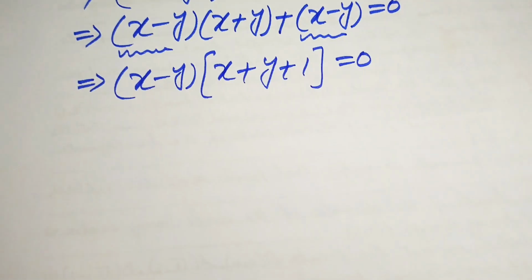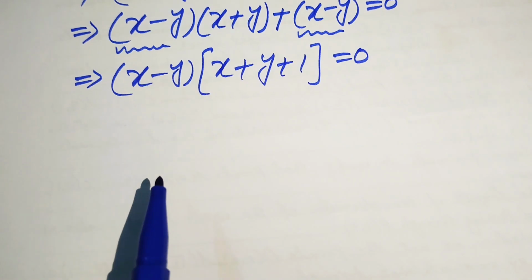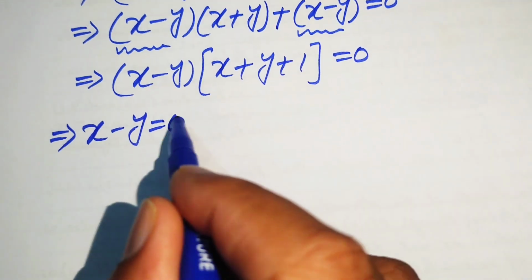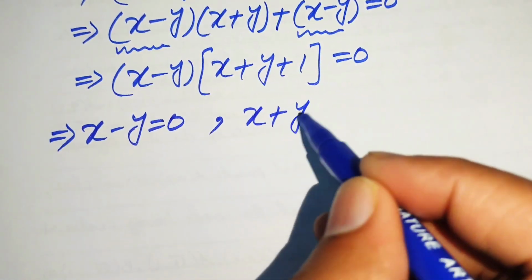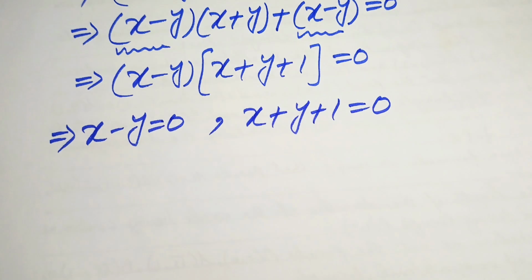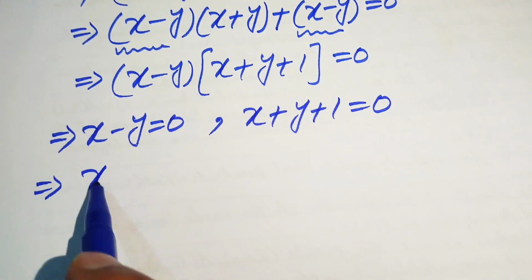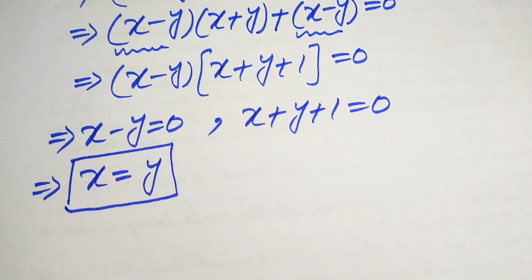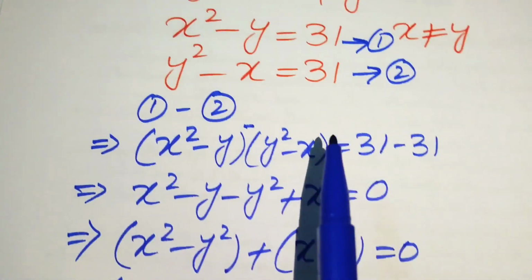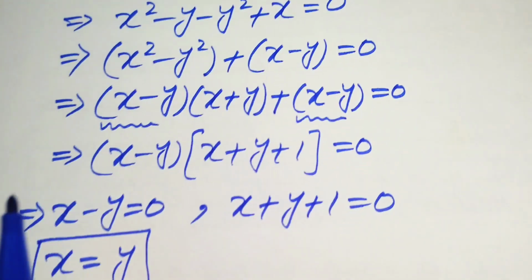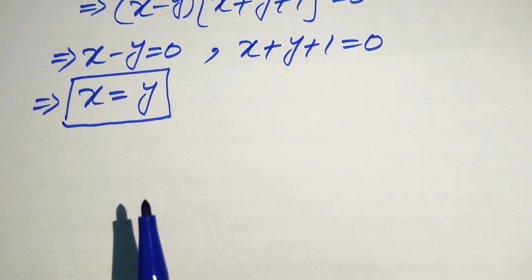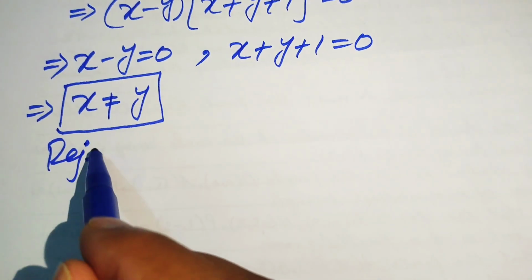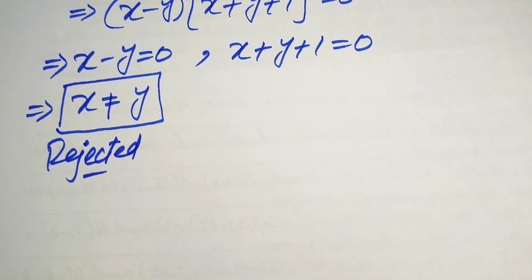Now in the next step we divide this equation into two cases, so our first case is we take x minus y equals 0, and the second case is we take x plus y plus 1 equals 0. In the first case we easily get x equals y, but here we have a contradiction, because in the given question statement we have x is not equal to y. We can solve this question for the distinct values of x and y. It means that this is not possible, so we reject this case because it is against the given question statement.